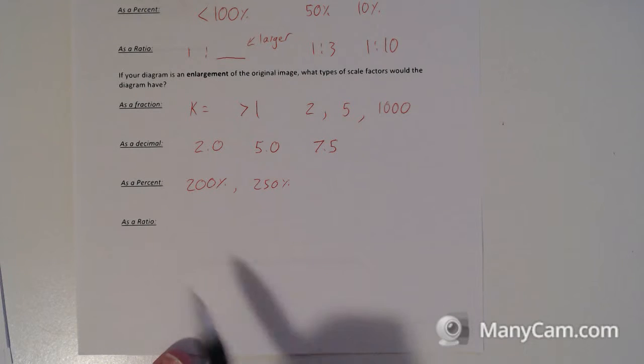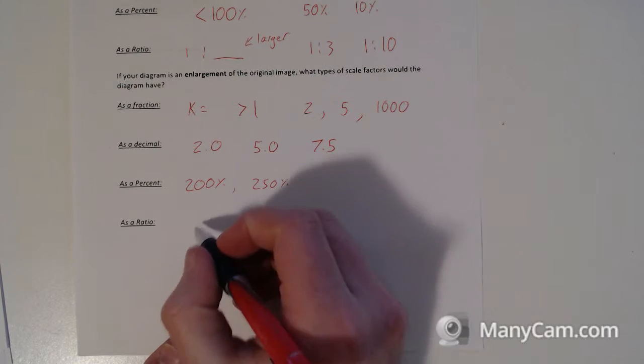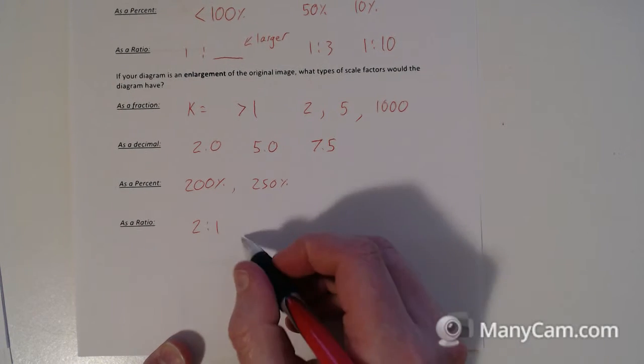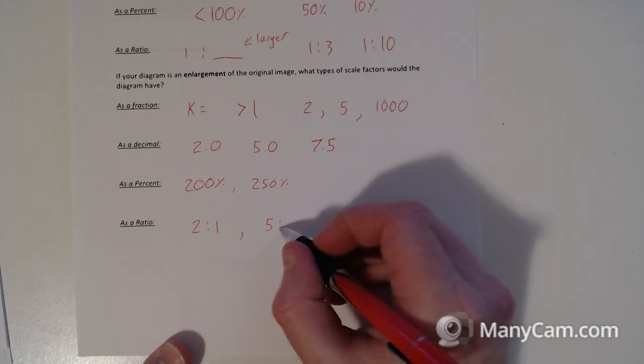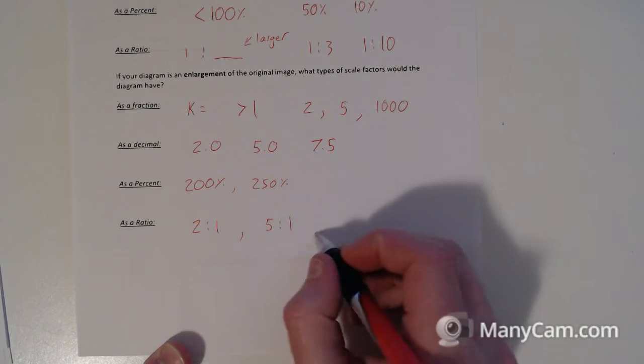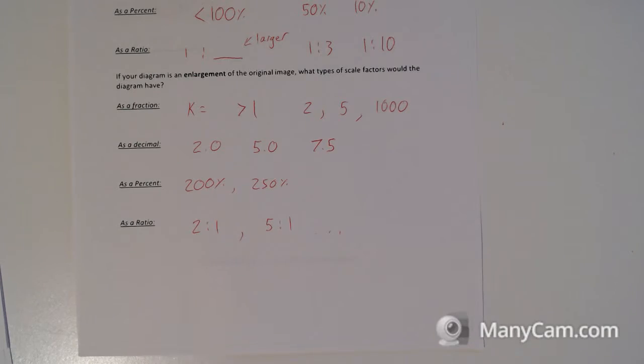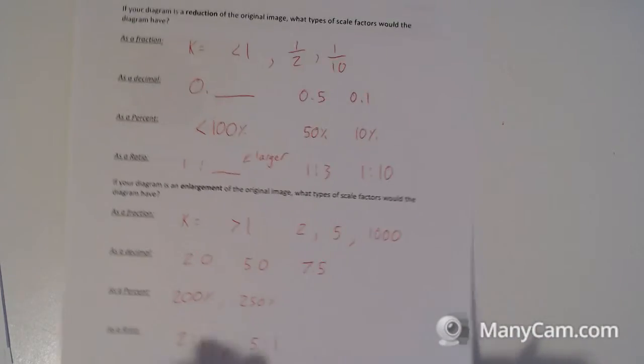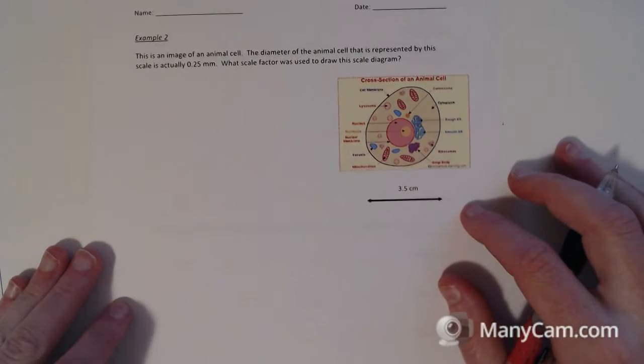Things like that. And as a ratio, it's going to be something like 2 to 1 or 5 to 1 or anything. It could be much, much bigger. So all sorts of different scale factors. So let's try another one. It's actually the last question on this one.